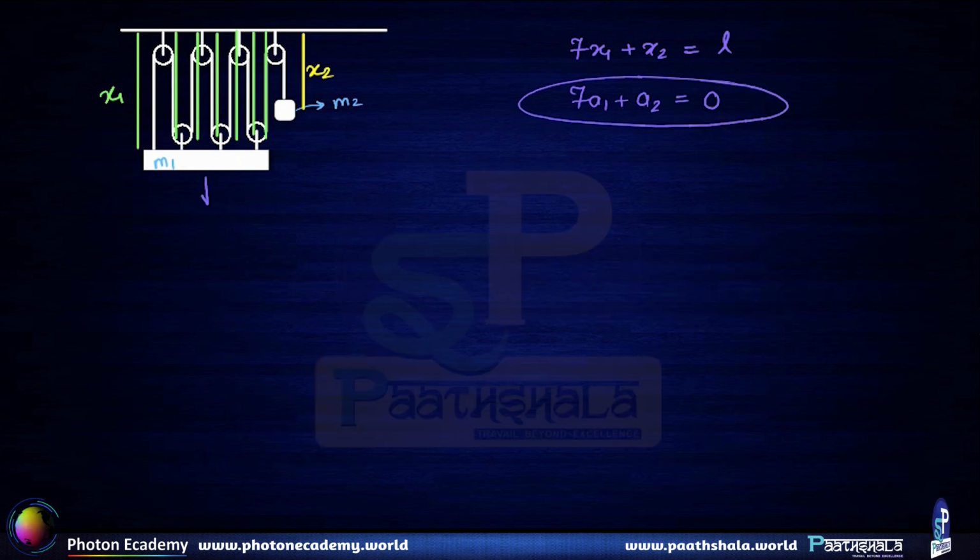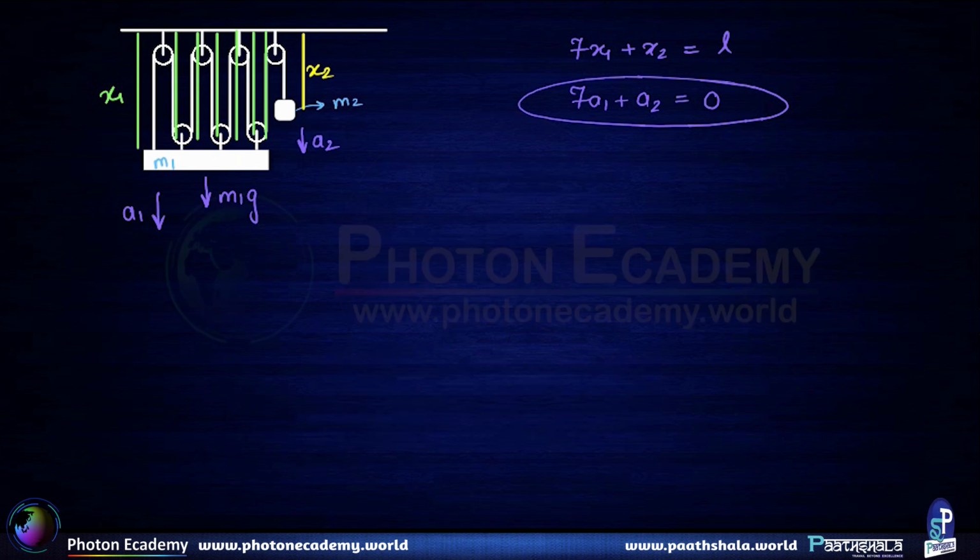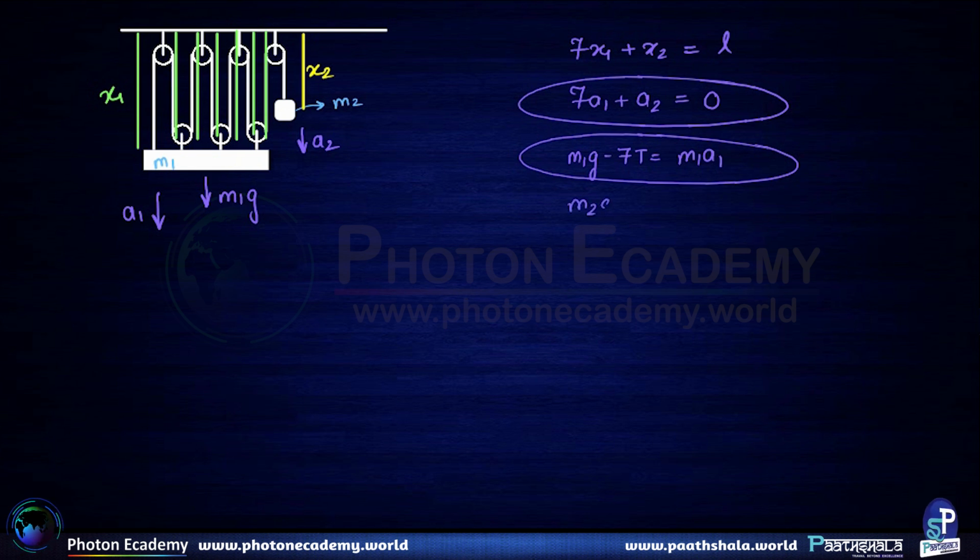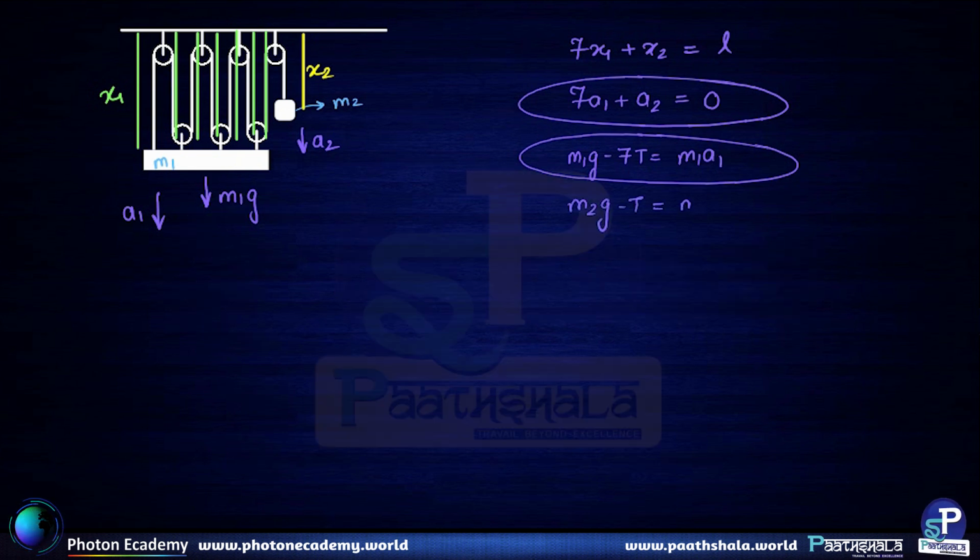For the mass M1, M1g is acting in the downward direction, 7T is acting in the upward direction, and the acceleration a1 happens to be over here. Here the acceleration a2 happens to be there. So M1g minus 7T is equal to M1a1. And for the mass M2, we can write down M2g minus T is equal to M2a2. So solving these 3 equations, we can get the answer for the 3 unknowns A1, A2 and T.